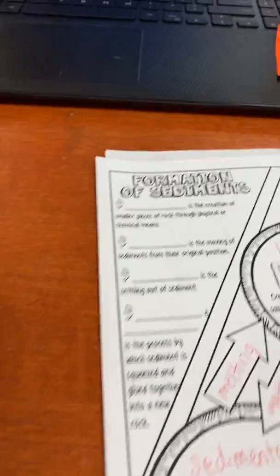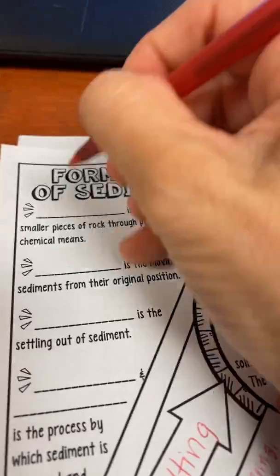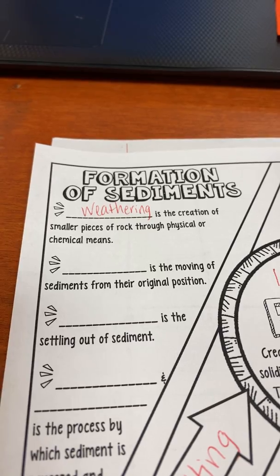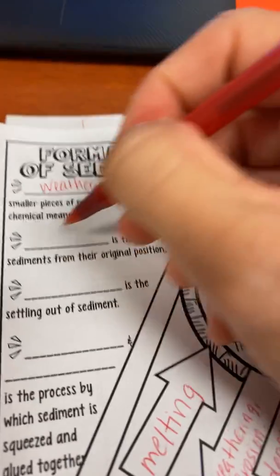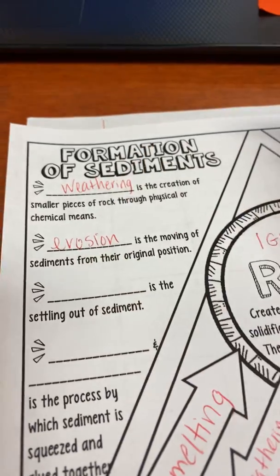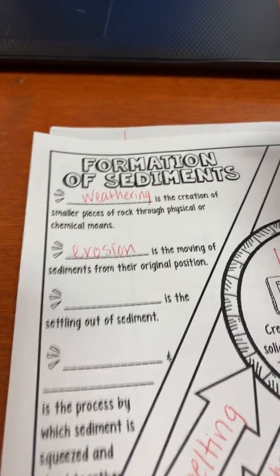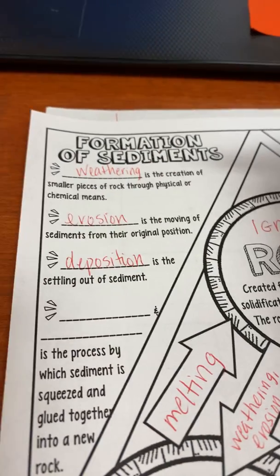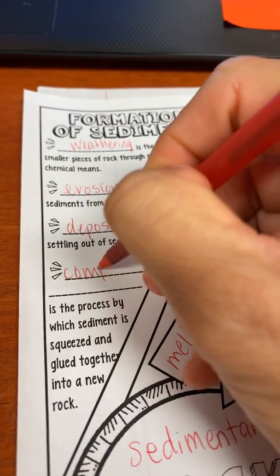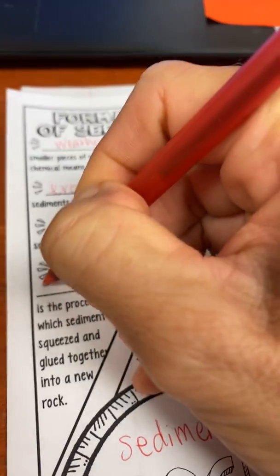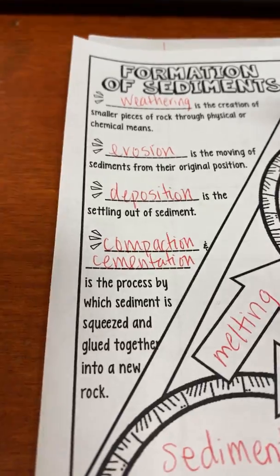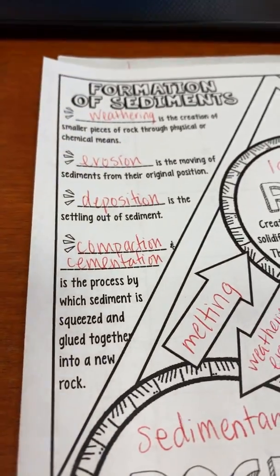So here's just some basic information for formation of sediments. The word weathering is the creation of smaller pieces of rock through physical or chemical means. And erosion is the moving of sediments from their original position. Deposition is the settling out of sediment. And compaction or cementation is the process by which sediment is squeezed and glued together into a new rock. So you're going to fill in those notes just like I did.